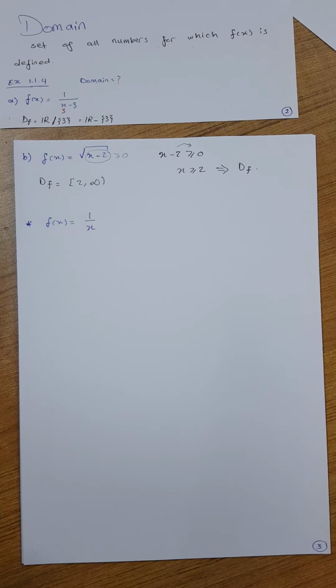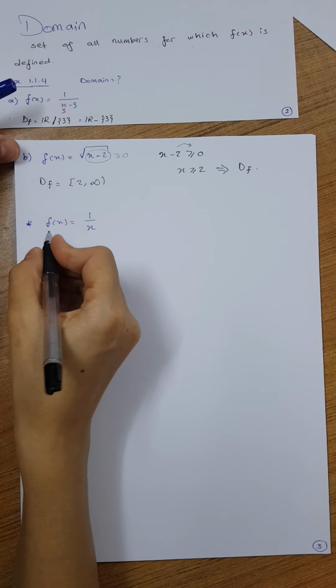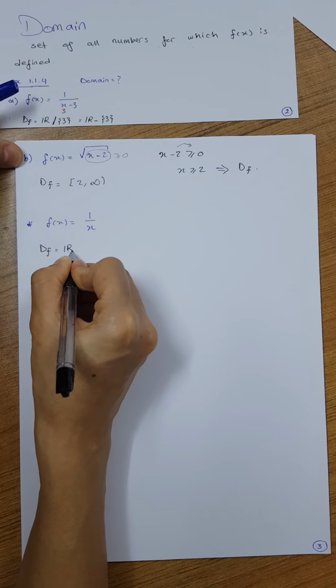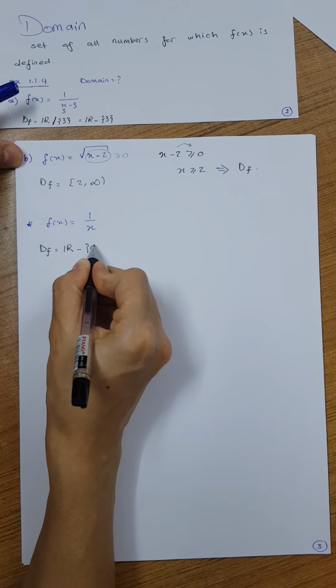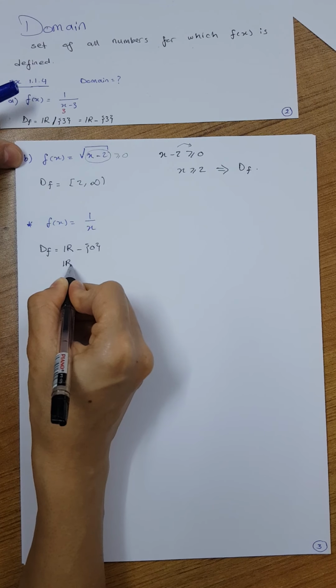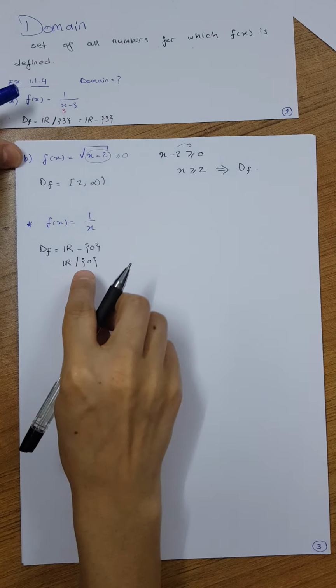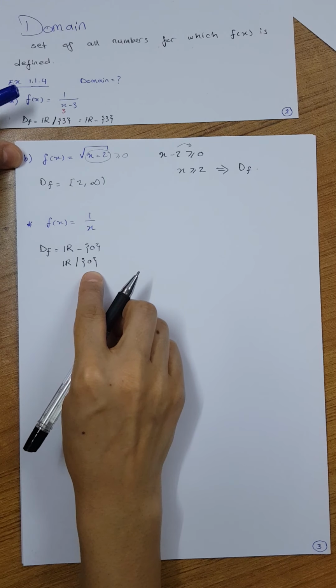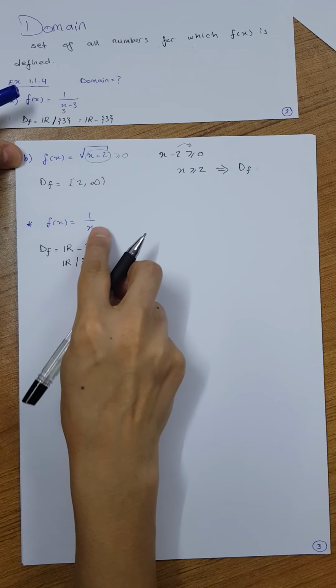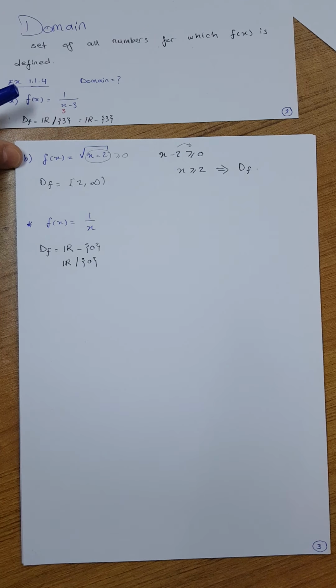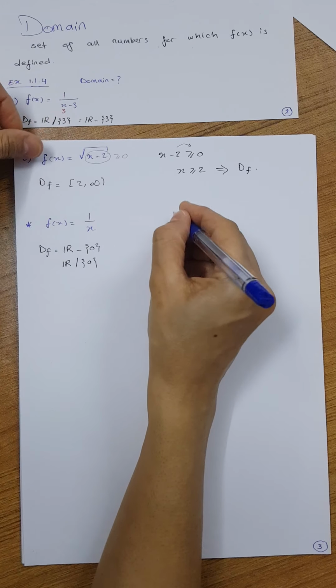Here, what is making a problem for me? 0 is making a problem for me. So I will say the domain of that function is equal to the set of all real numbers except 0, or you can write it as R except 0. This gives the same meaning. Why did I say except 0? Why did I throw 0 out of the real numbers? Because 0 is making a problem for me here, while other numbers are not making a problem for me, so I'm writing them as they are.